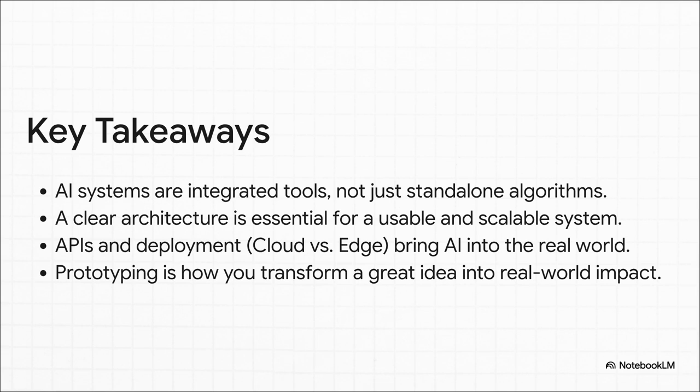Third, APIs and how you deploy your model. Cloud versus edge. That's what actually brings AI out of the lab and into the real world. And finally, and this is maybe the most important part, you have to build something. Prototyping is how you turn a great idea into real-world impact.